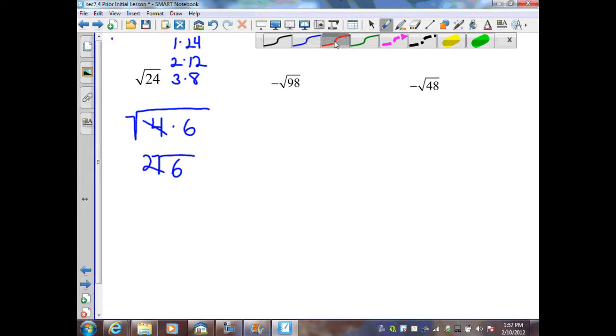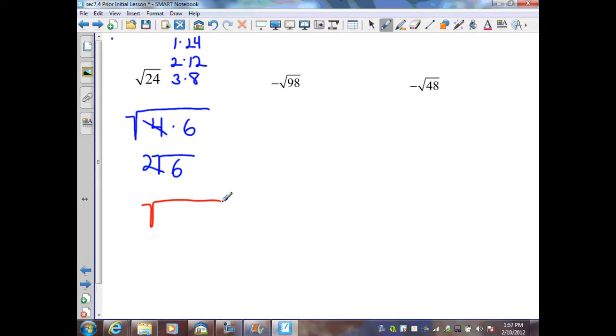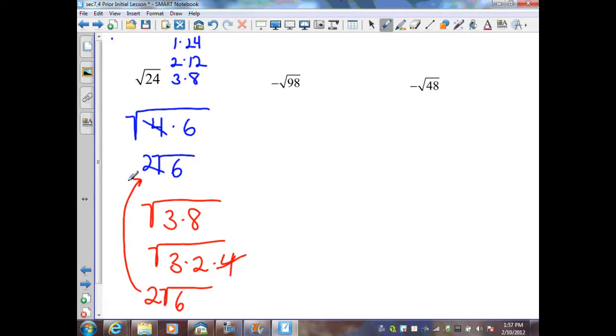Now, another way to do that is to use one of the other two scenarios. For example, I can choose 2 and 12 or 3 and 8. If I choose 3 and 8, what I would need to do is just break 8 into another set of factors. Therefore, it would be 3 times 2 times 4. And again, the square root of 4 is 2, which would come outside the radical, and 3 times 2 would stay in, which is 6. And again, I still get the same solution.